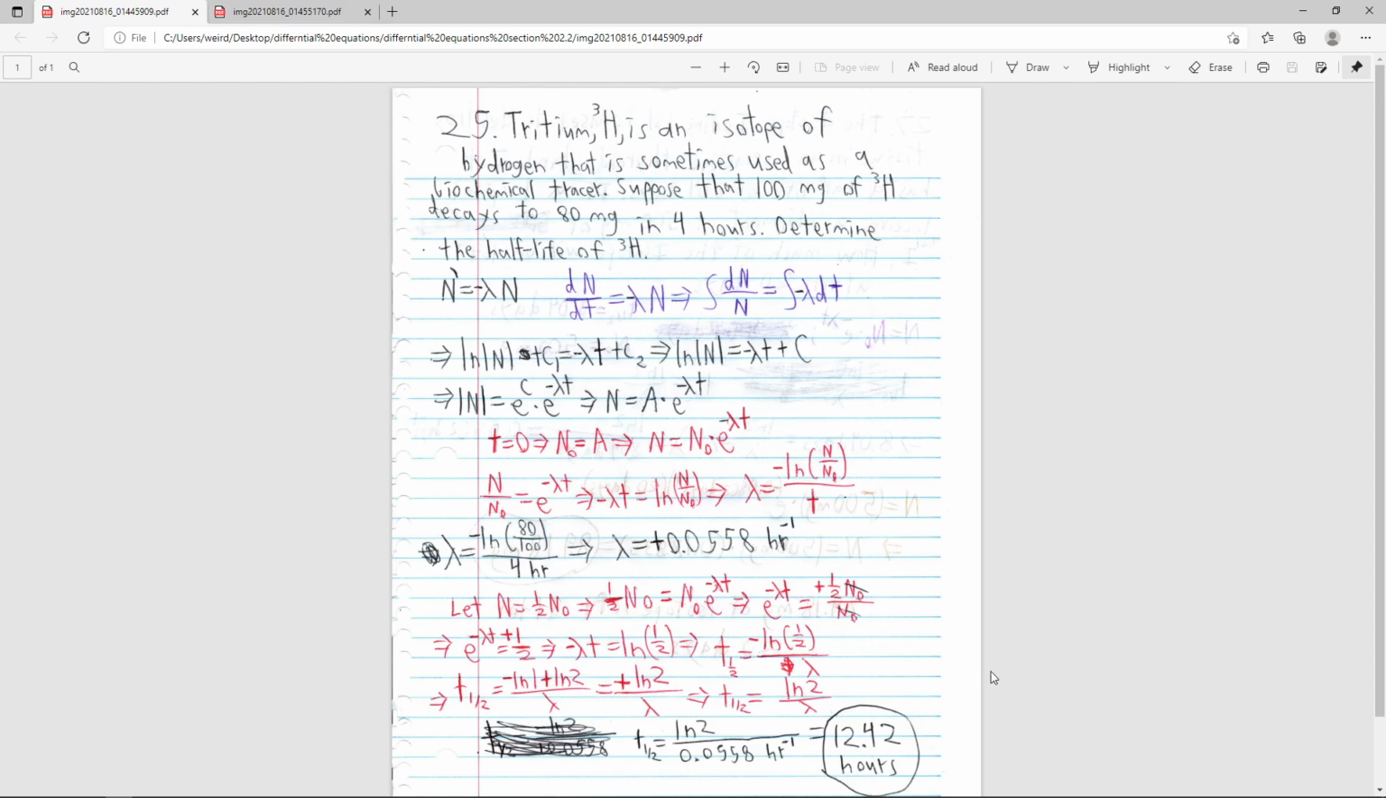So all you have to know is the constant lambda. So t 1/2 equals ln2 divided by 0.0558 hours to the negative 1. And then we flip that, so the unit is hours: 12.42 hours. So the half-life is 12.42 hours.